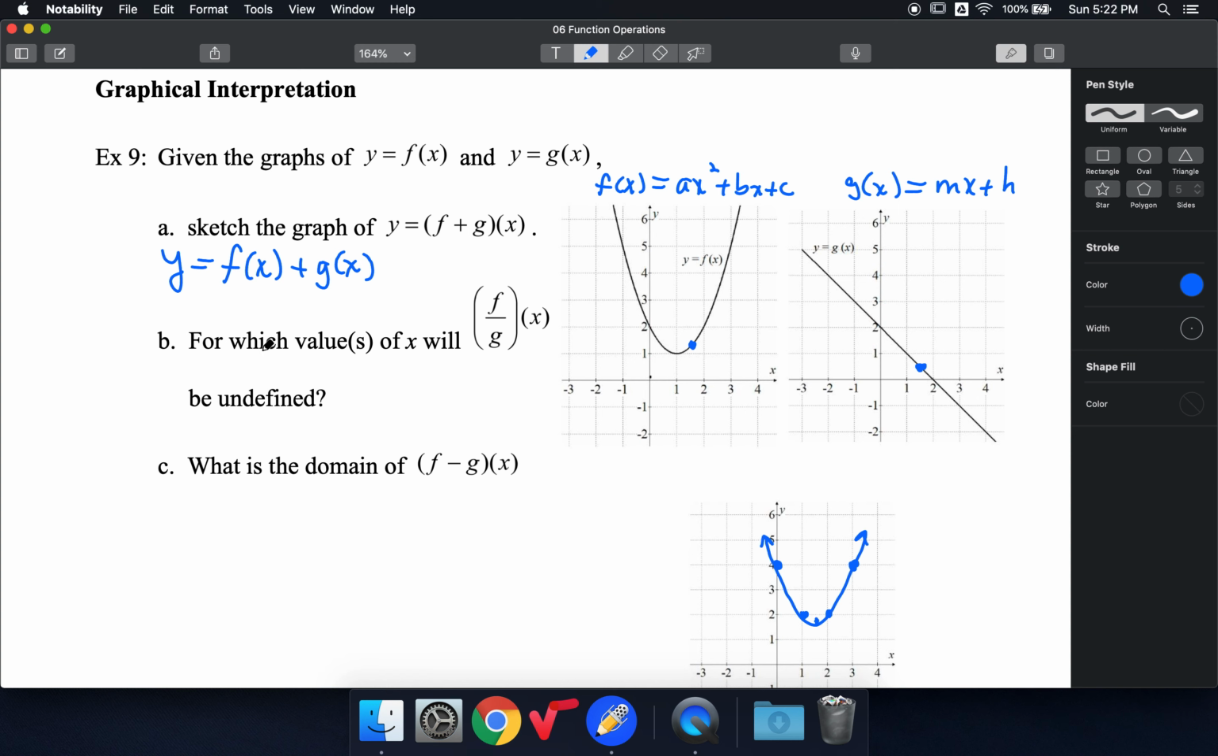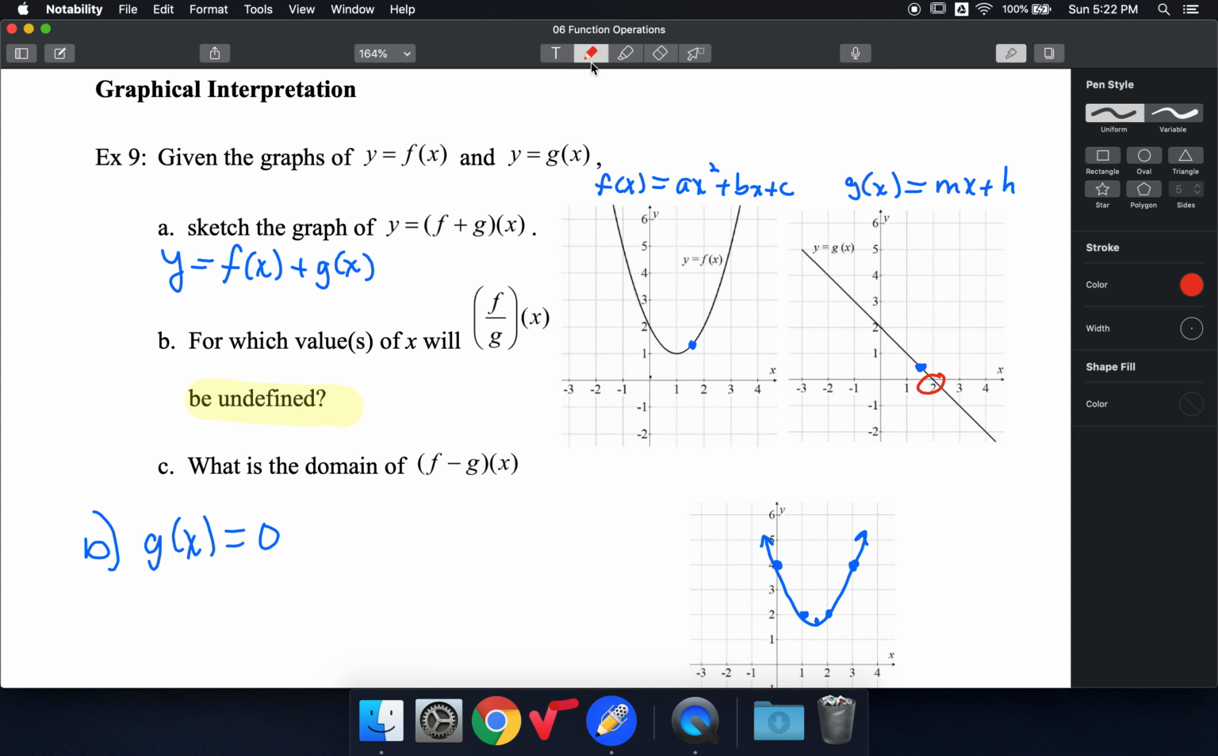All right, so for which values of x will the quotient be undefined? Well, we know that being undefined with a quotient, that's when my denominator is 0. So for part B down here, that's when g of x is going to be equal to 0. I see that g of x is equal to 0 when x equals 2.